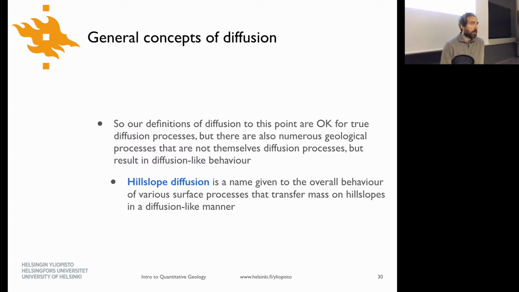For this, I'm not assuming that you have had much of an introduction to geomorphology before. I'll go through a little bit of basic terminology so we can understand what hill slope diffusion is. But it's basically a way in which mass is transferred along the Earth's surface in a diffusion-like way. That means we have movement of material that's more rapid if the hill slopes are steeper.